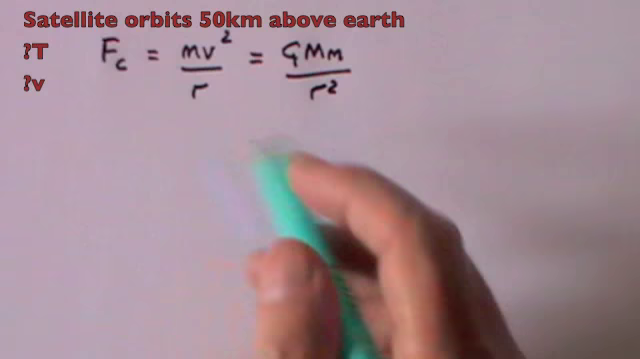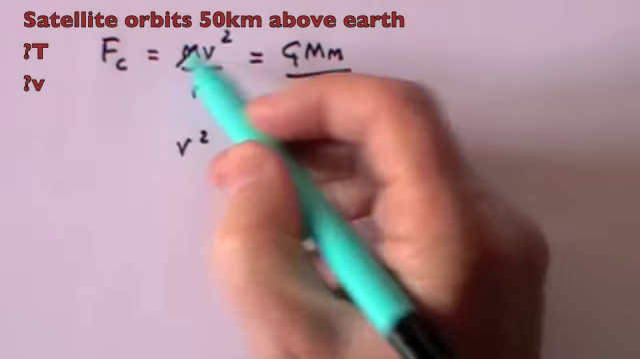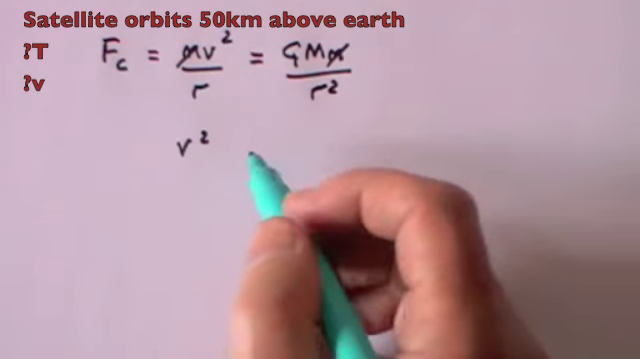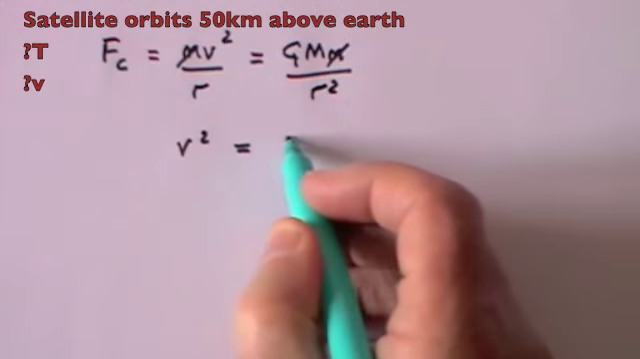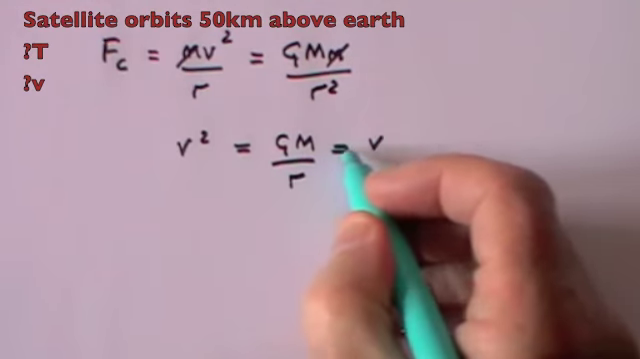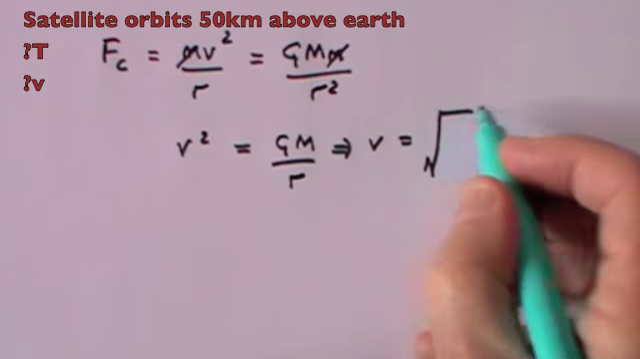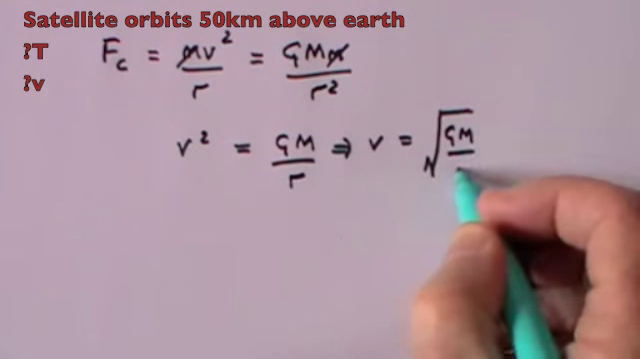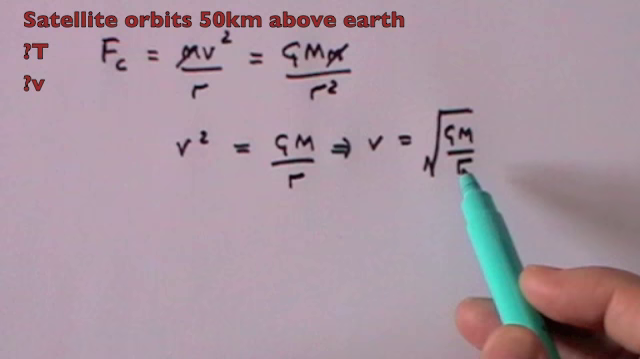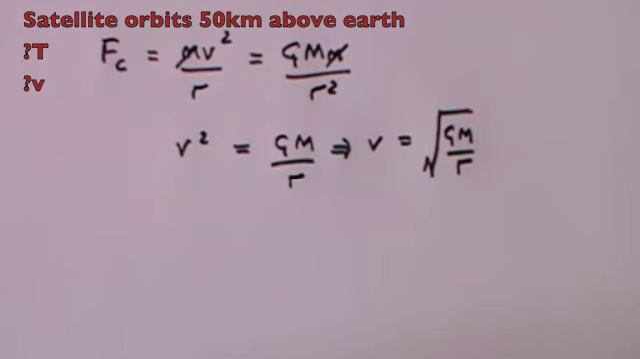And that will reduce to giving you that v squared, because the m's cancel out. So v squared, and of course one of the r's cancels, v squared is equal to GM over r, which means that v is equal to the square root of GM over r. And of course we know what G is, we know the mass of the Earth, we know the radius of the Earth plus the height of the satellite, so we're going to be able to find out what v is.